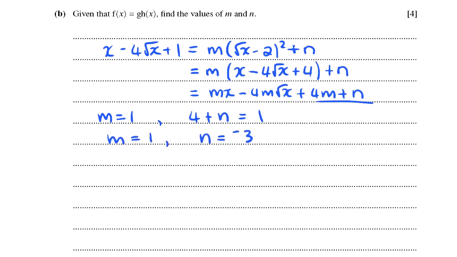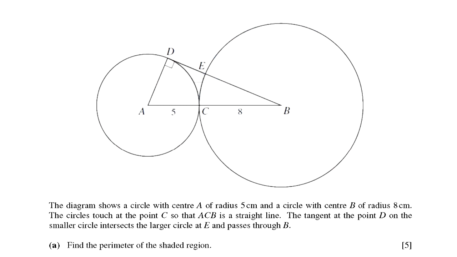So the diagram shows a circle with A radius 5, circle with B radius 8. The circles touch at C. ACB is a straight line. The tangent at the point D on the small circle, so it's 90 degrees to the radius, intersects the larger one at E and passes through B. Find the perimeter of the shaded region.